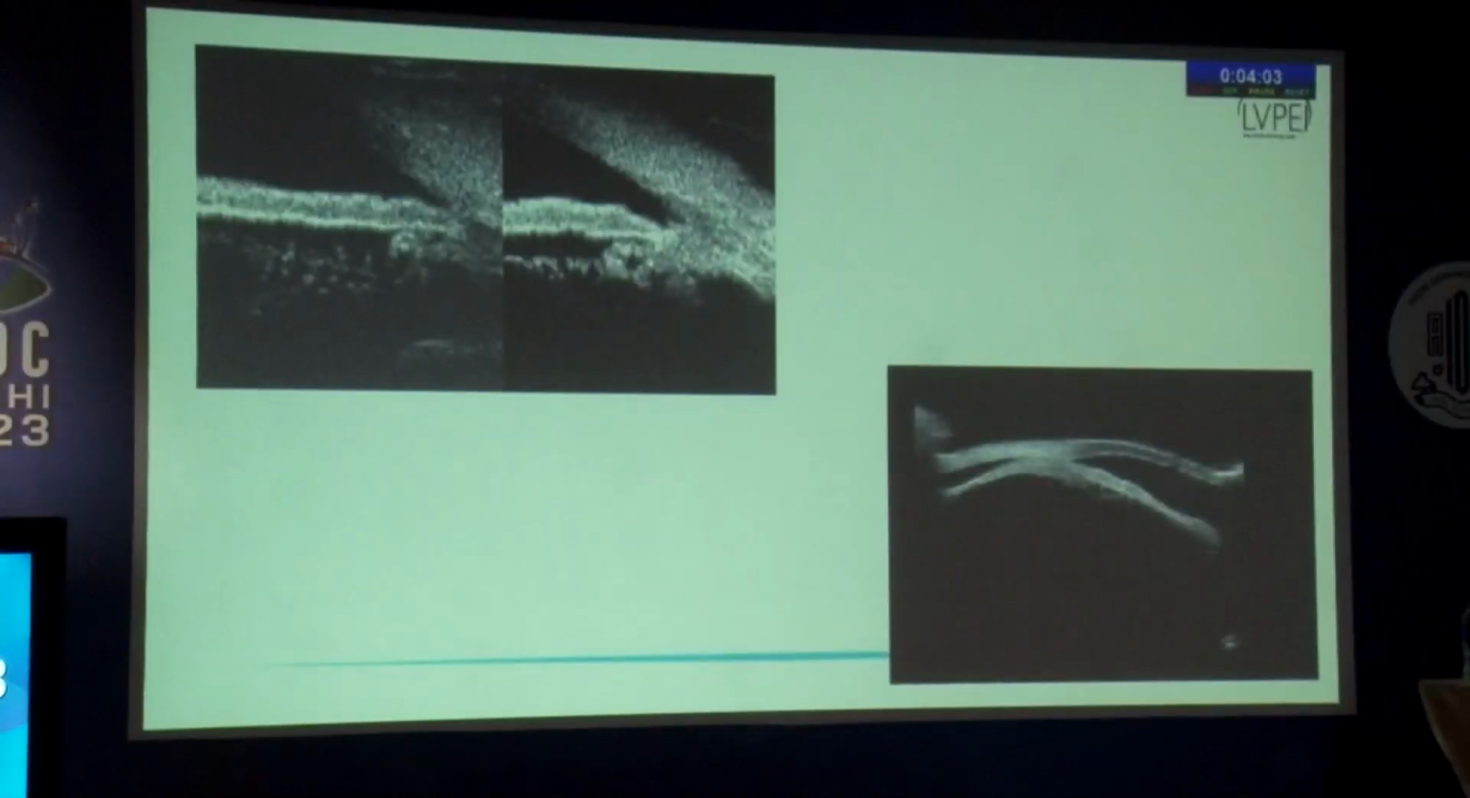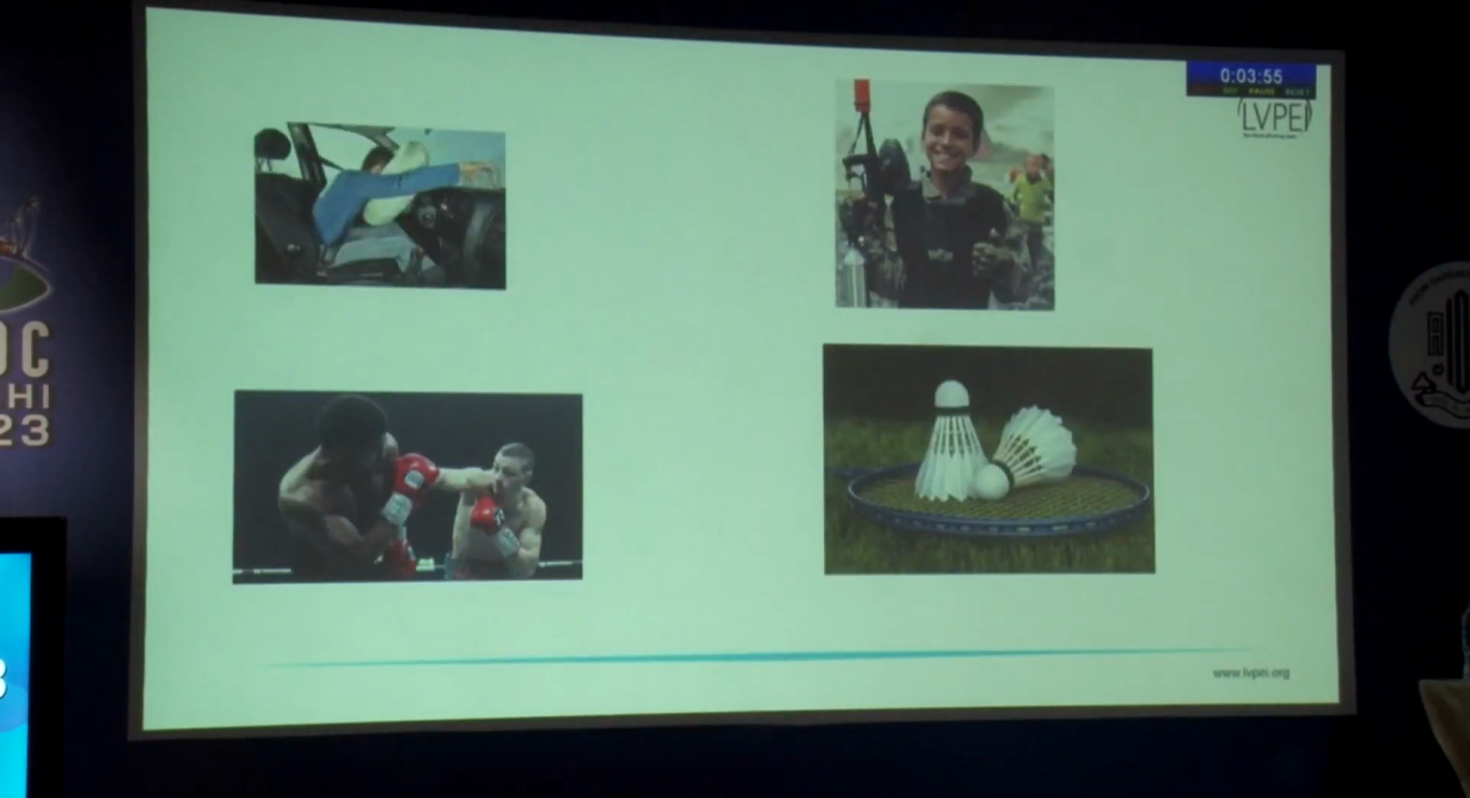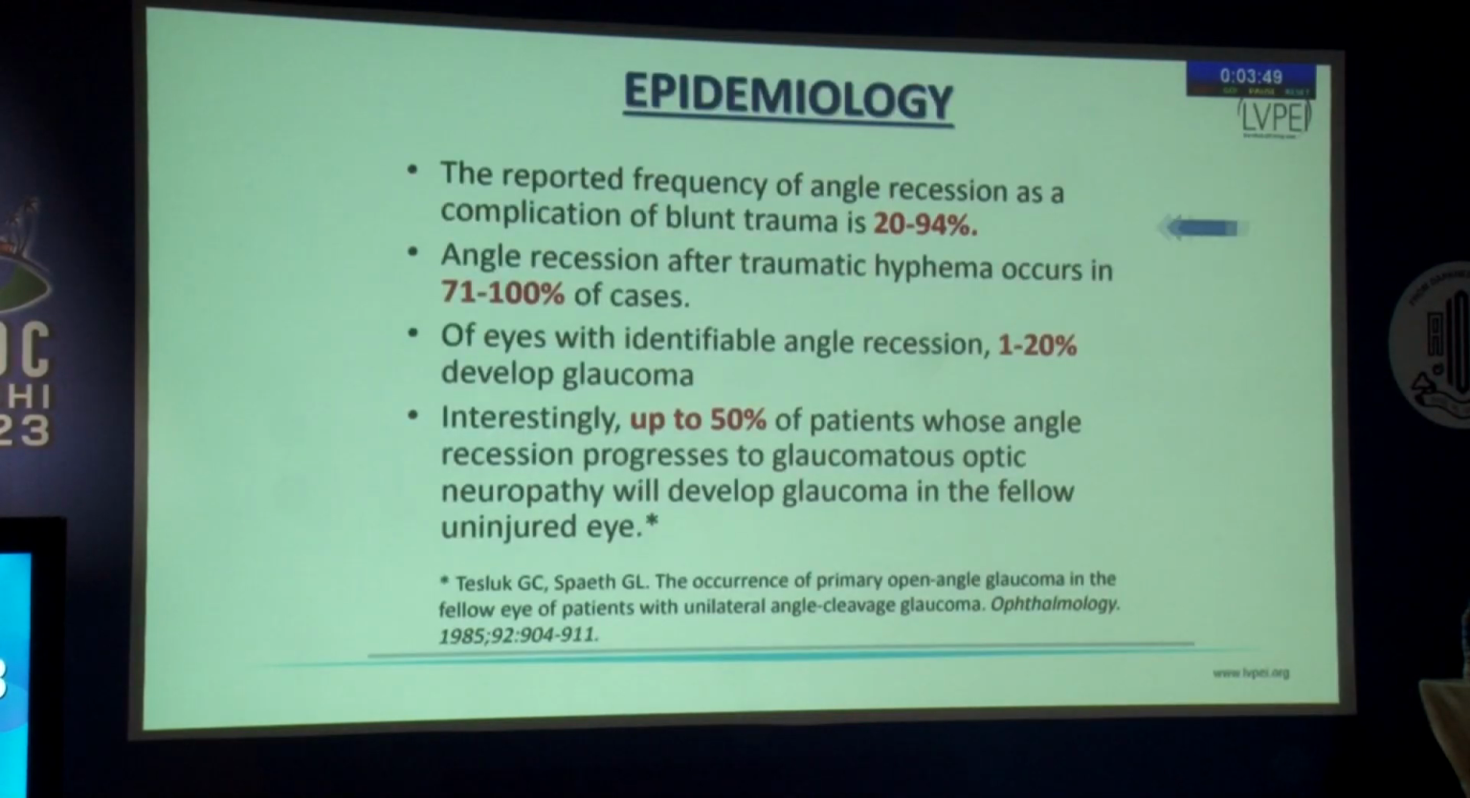So this can be differentiated clinically or on UBM also, as we see the presence of the cleft on the right side. And also there might be features of hypotony in cases of cyclodialysis. So angle recession can occur following any sort of blunt trauma, and the reported frequency, depending on the study, is either 20 to 94%. And after hyphema, the rate of angle recession increases, and many of these patients go on to develop glaucoma.